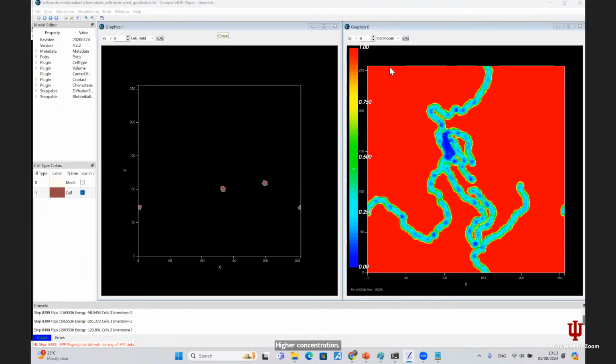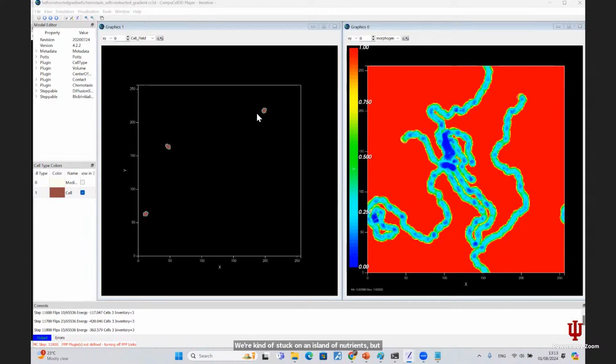This is kind of a devil's advocate question. Would the program get stuck if something were stuck on an island of nutrients, but surrounding it was a deficit of nutrients? Could the cell be smart enough to know that it could cross over a moat of no nutrients to get to a field of nutrients?